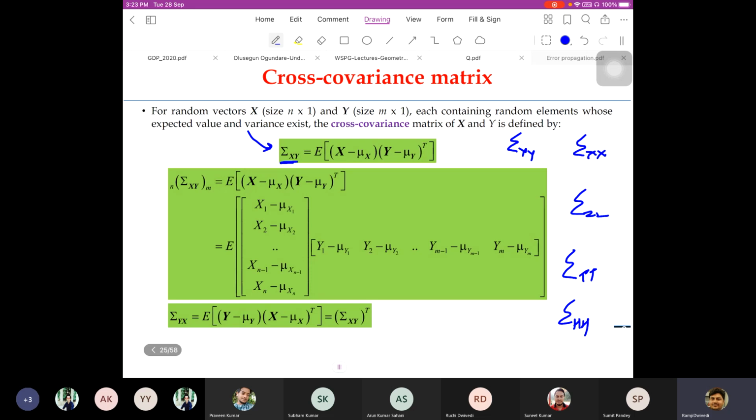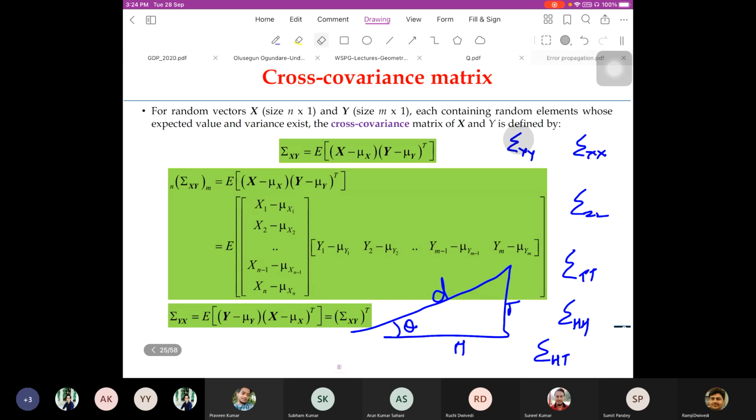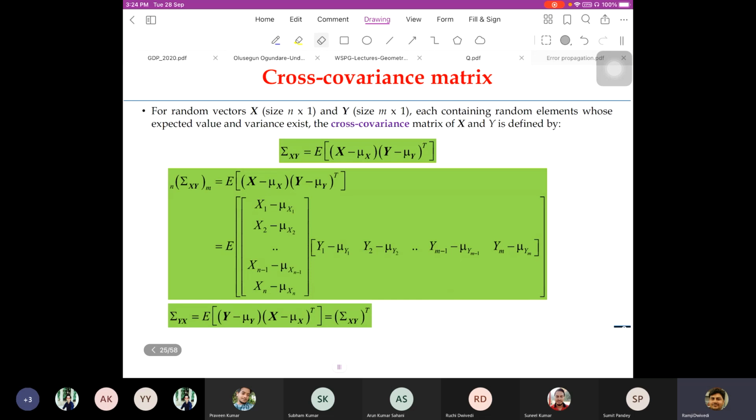So instead of focusing on the individual variation in the vector, we are more focused towards two different variables. Let's say, just like in your previous case, you have theta, d, t, and h. So what is sigma ht? If somebody asks this, we were trying to identify that by solution. Although it is very easy to understand because you know the expectation.